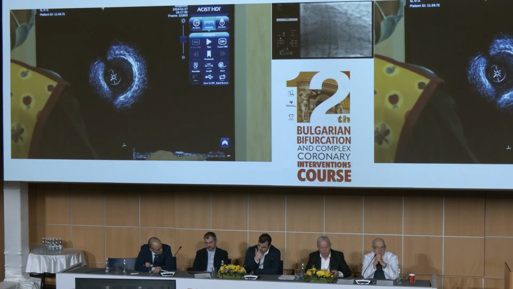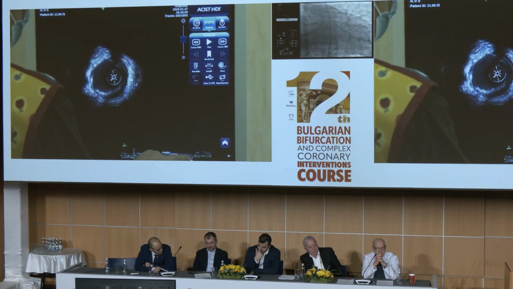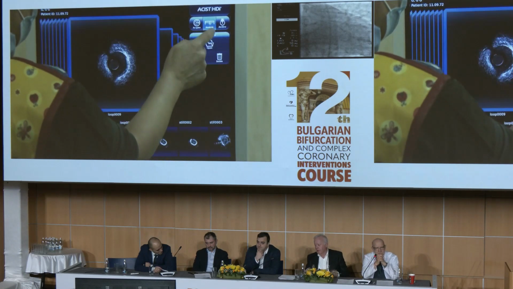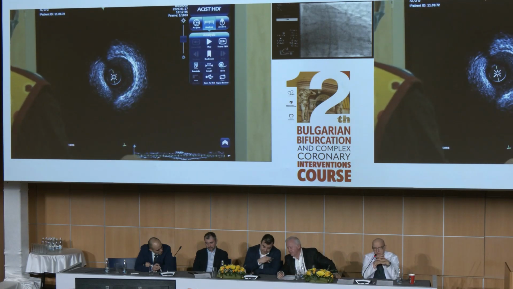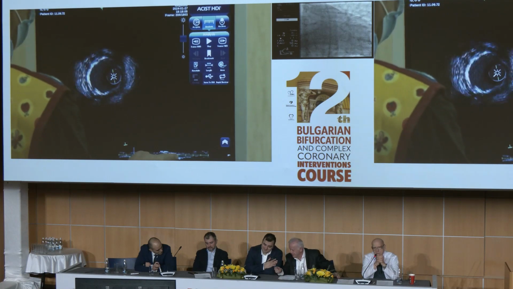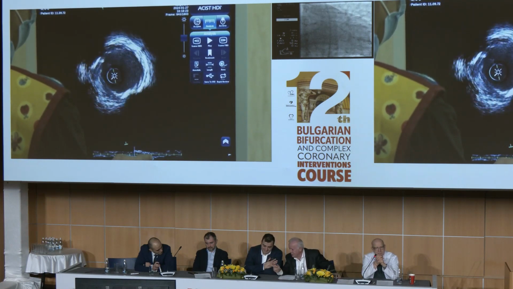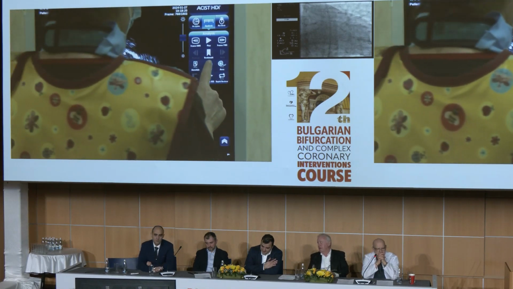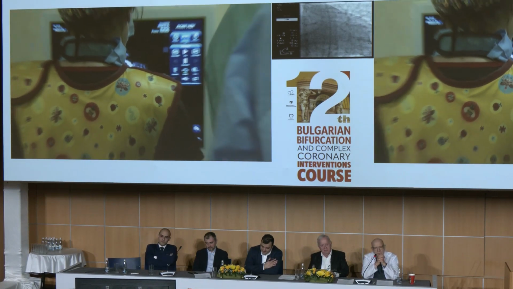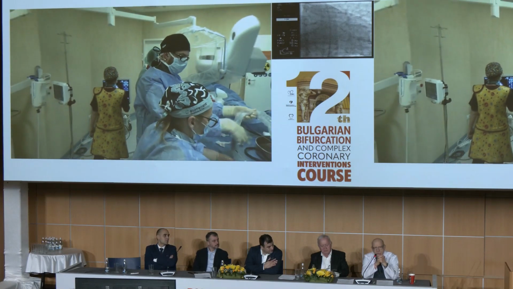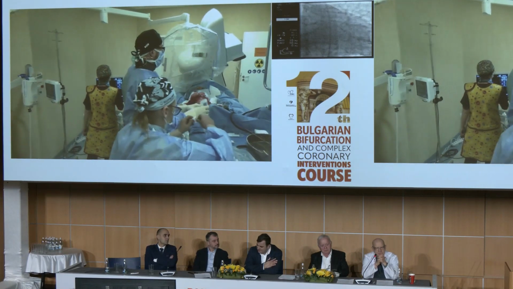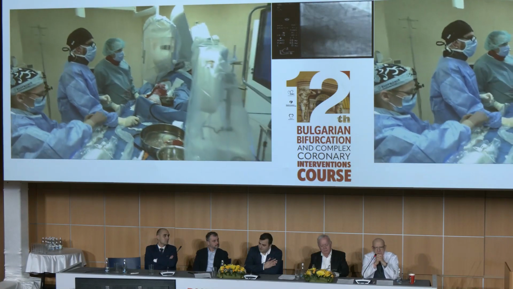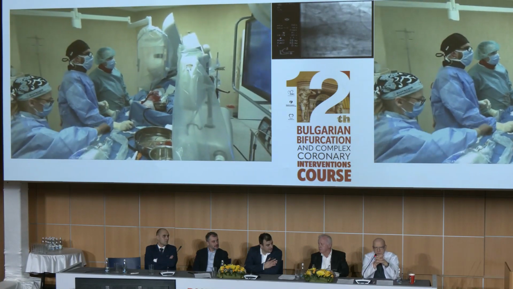IVUS is one of the imaging tools that can help decide what to do with this dissection. Anyway, it is good to see it on angio. Yes, we will see it on angio. Another option, what I would propose, is to go for the LAD, but we have to remove the wire, and after that wire the circumflex again while you're working with balloons and stents.